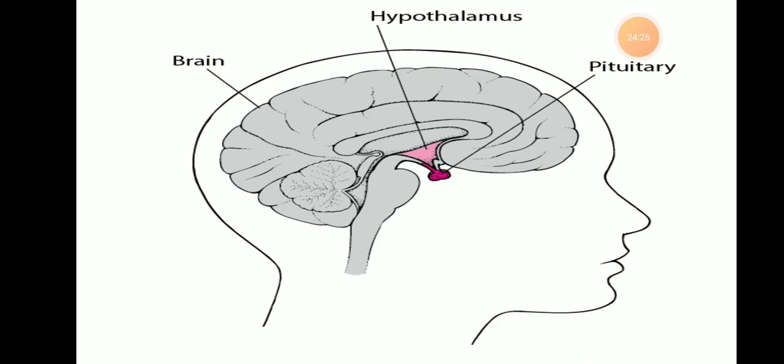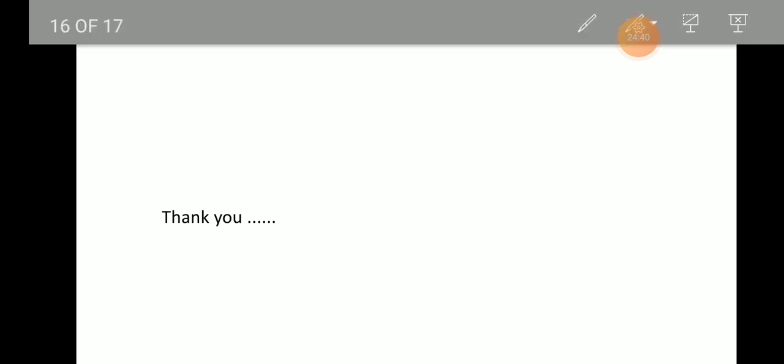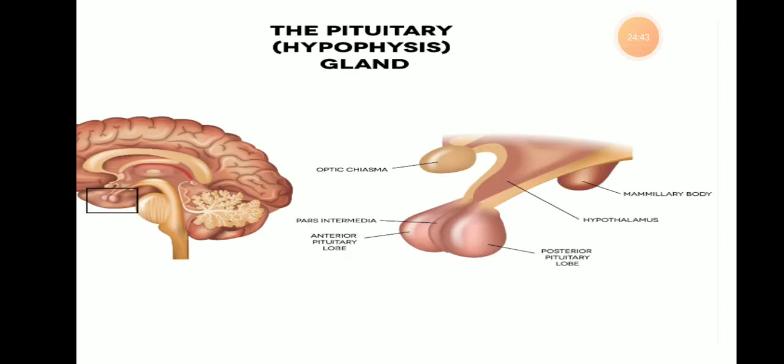So it is ectodermal in origin and developed from nervous tissue. So this pituitary gland is of ectodermal origin and is formed from the nervous tissue. So this is the pituitary gland, or it is known as the hypophysis. So more information about this pituitary gland we will learn in the next lecture.